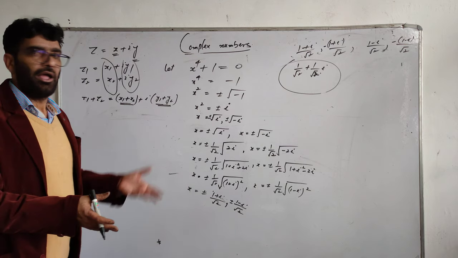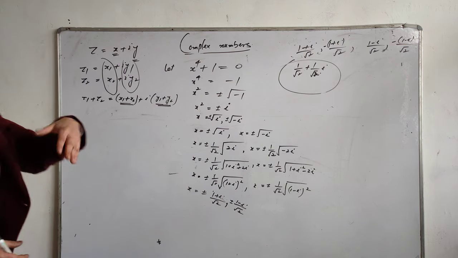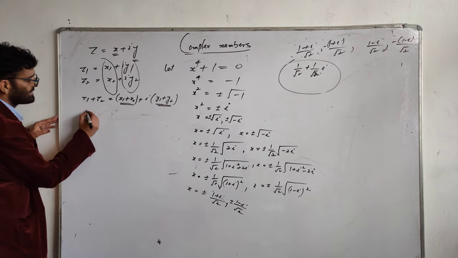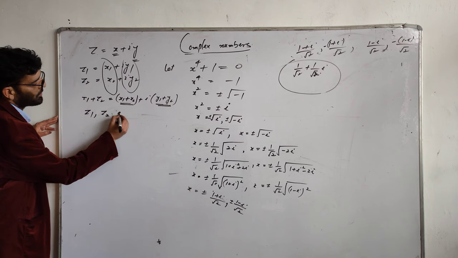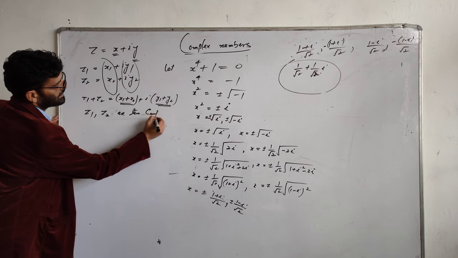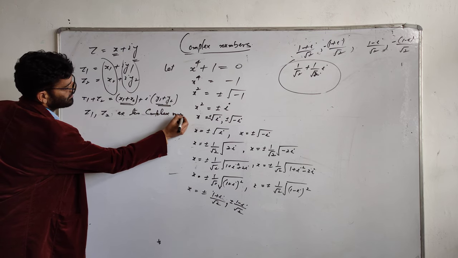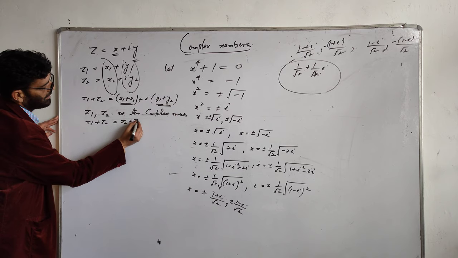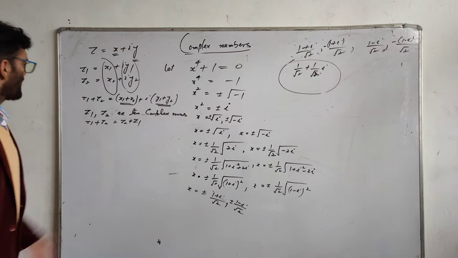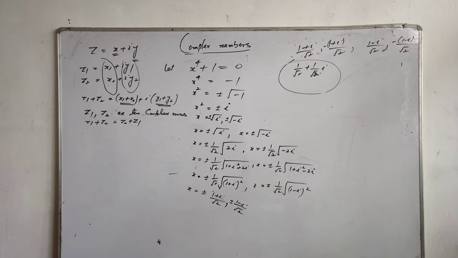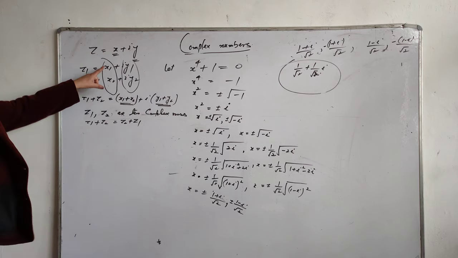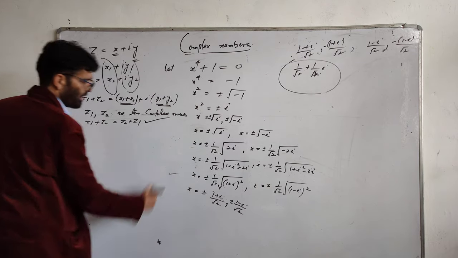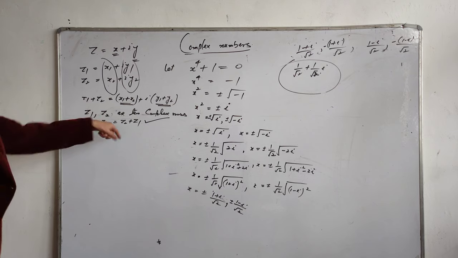Addition is already before you. Now we are going to discuss the commutative law. The commutative law says that if z1 and z2 are two complex numbers, then z1 plus z2 is equal to z2 plus z1. It is written in every book, you can have it from any book. You can try it over here, substitute these values, and you will get this. That means the commutative law holds true over here. That is, you can interchange the order.